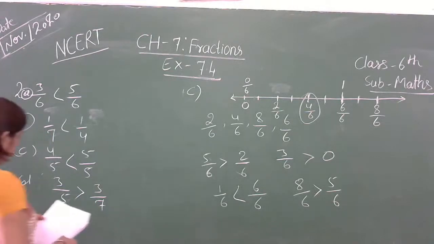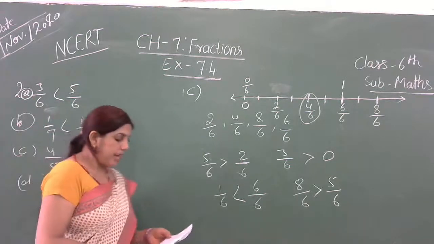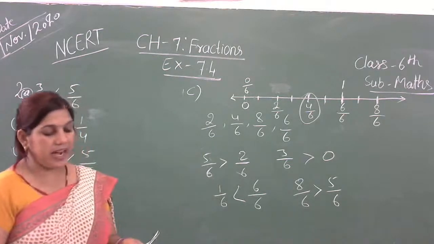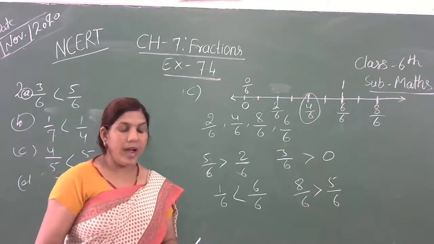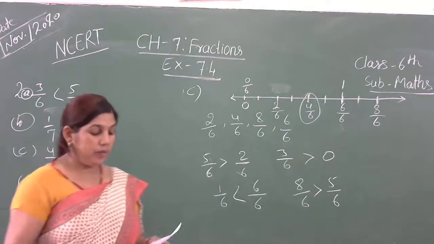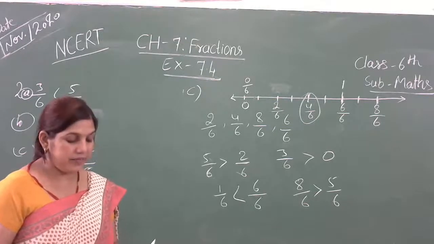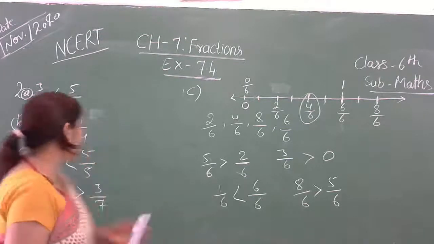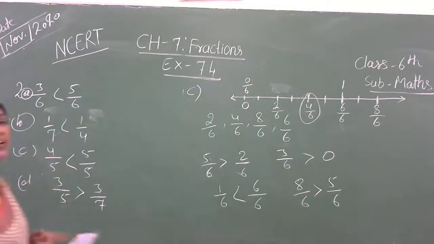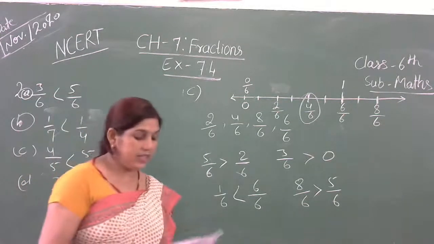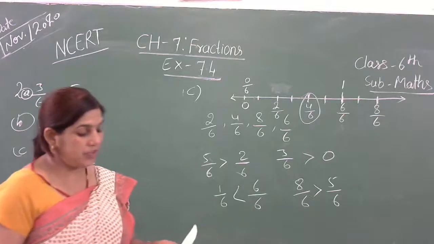Now, third question, make 5 more such pairs and put the appropriate sign. Okay, so you have to make 5 more pairs. You find it and put the appropriate sign like this. You have to write some more fractions like this, find it and put this kind of greater than, less than or equal sign, isn't it? Now, moving on, question number 4.